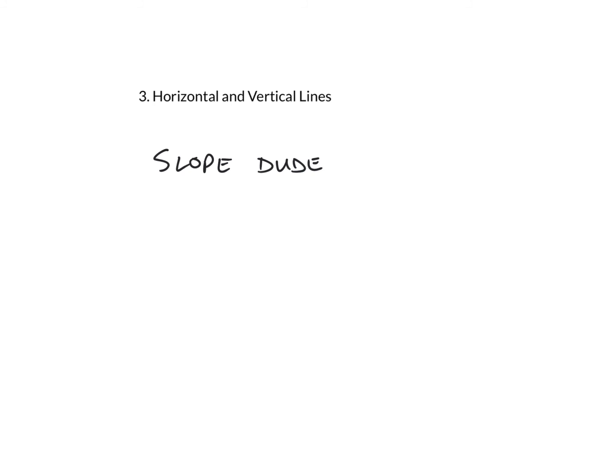But here's what you need to know. So like I said, we have positive lines, lines that rise from left to right. We have negative sloped lines, lines that fall from left to right. On a positive slope, the y values are increasing from left to right. On a negative slope, the y values are decreasing from left to right.